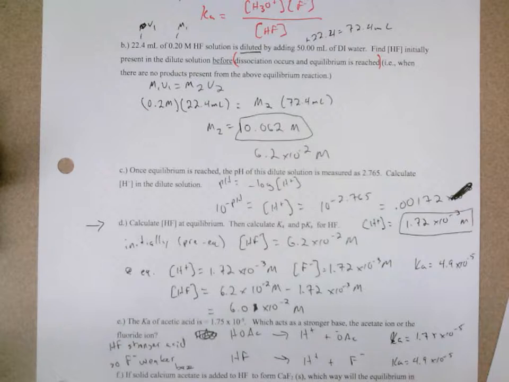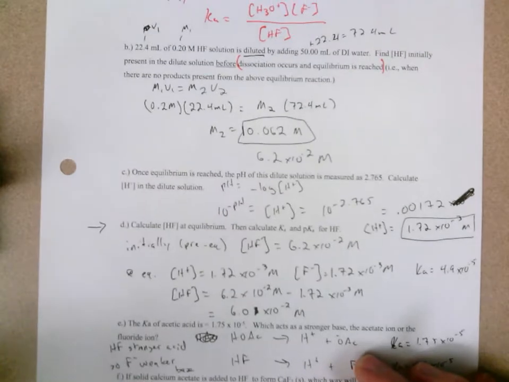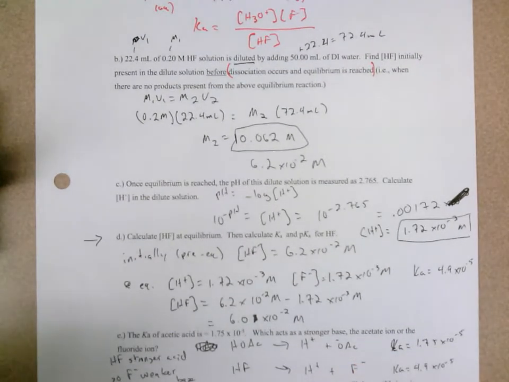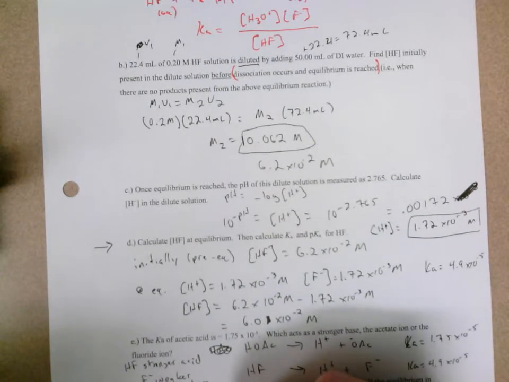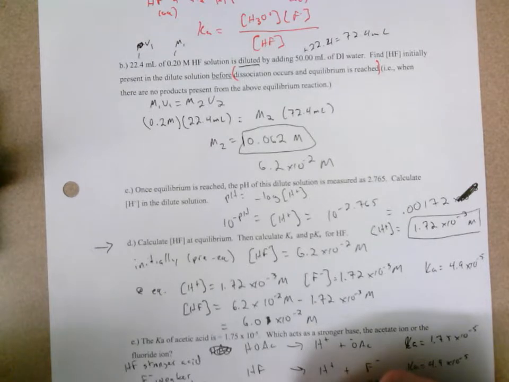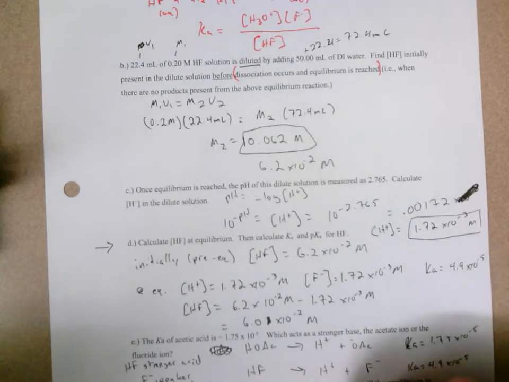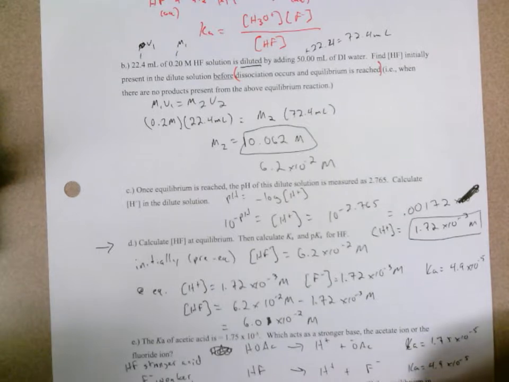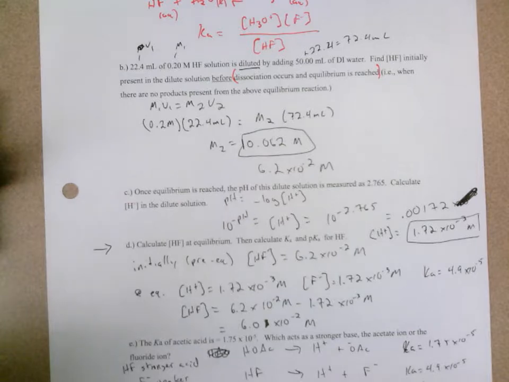Alright. Now, let us continue on to finish this thing. Okay, last one on this front page. We've got, if we add calcium acetate to HF, and we form calcium fluoride and acetic acid, which way does the equilibrium shift?